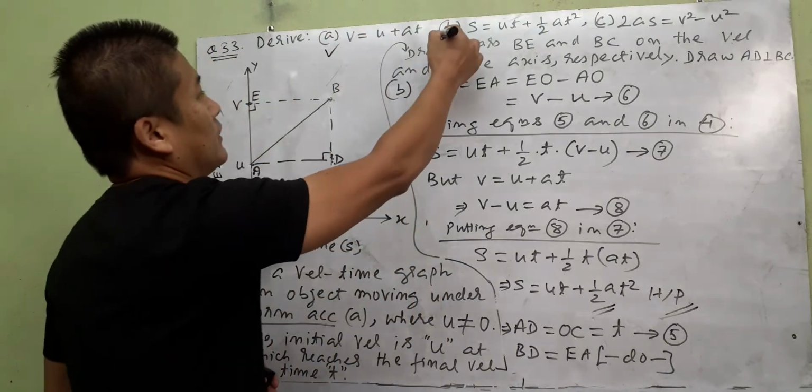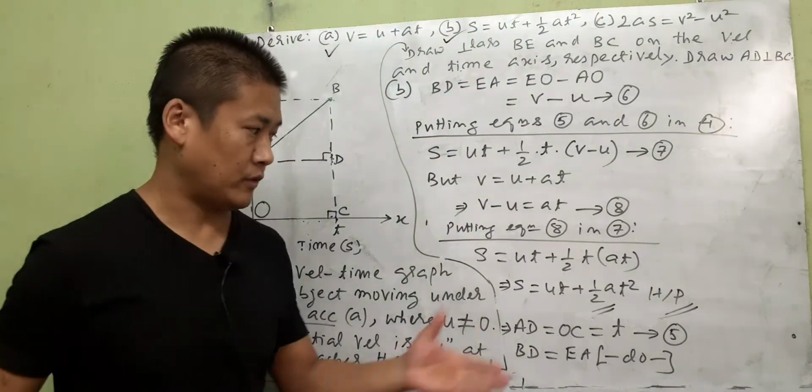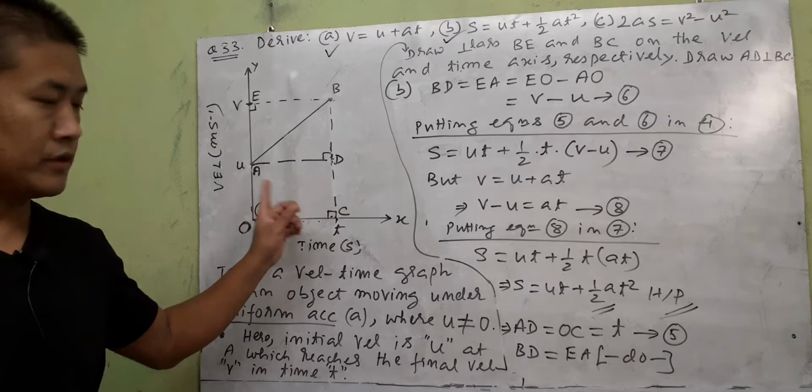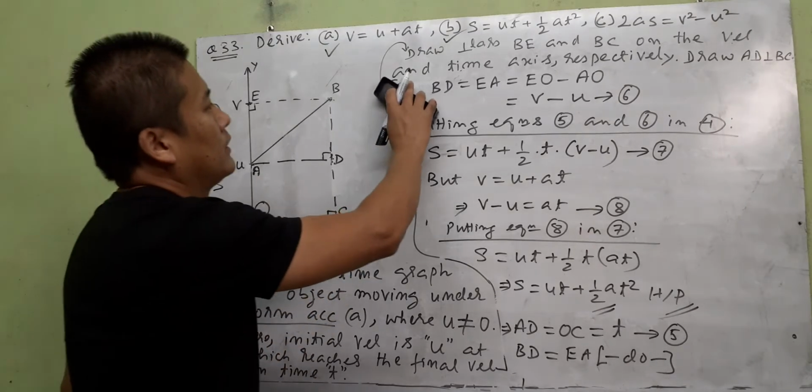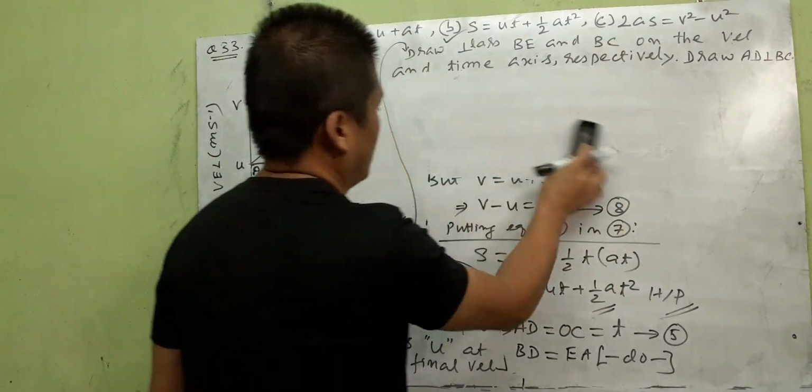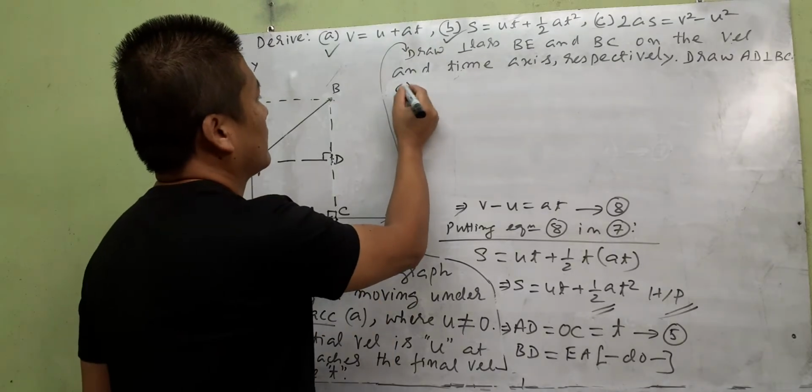So hence proof of the second one also. This one proved, S equal to UT plus half AT squared. We have found out that this is true by using the graph. Finally, let us do the C, the last equation.